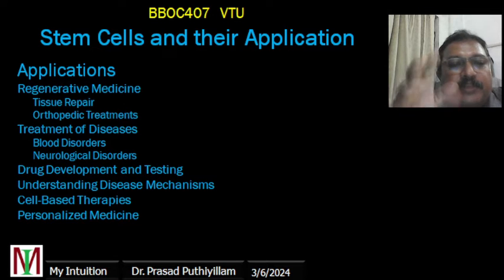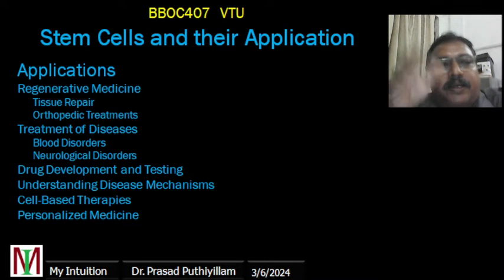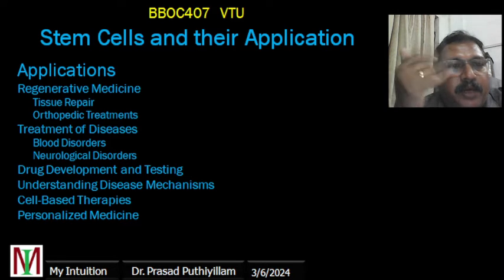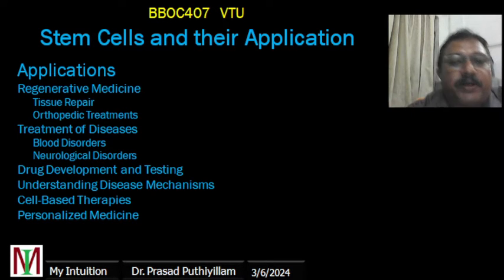It can be used in treatment of diseases as such. Say a blood disorder: if stem cells of blood cells are there, they can be used in treating conditions like anemia or leukemia. Those diseases can be cured. We can replace that blood with new blood which is formed using the stem cells. It can be used in neurological disorders, like Parkinson's disease, which you might have heard of, or Alzheimer's disease. Such diseases can be controlled or treated by using stem cells.